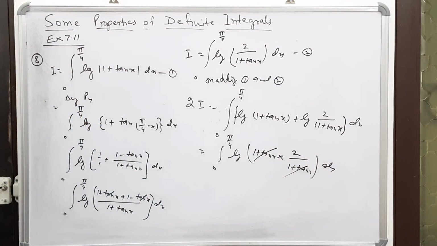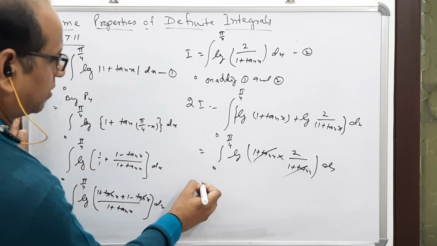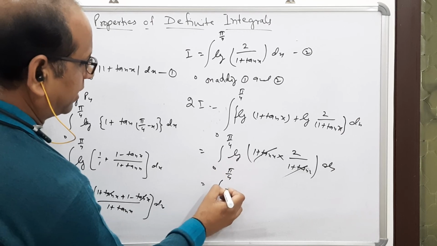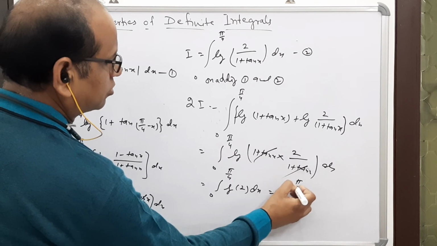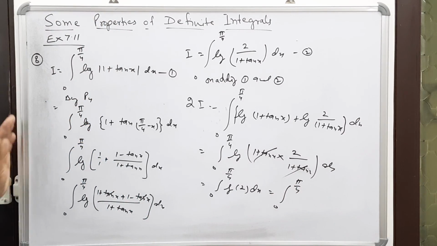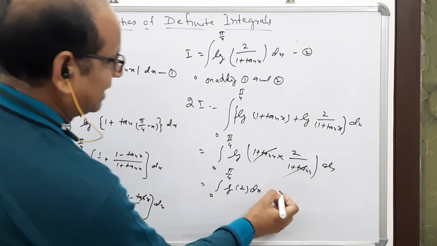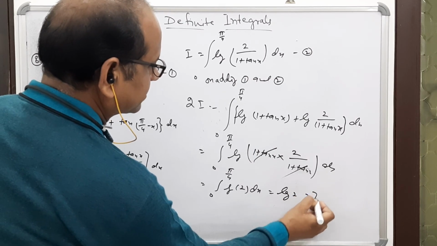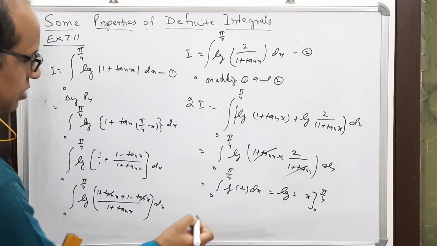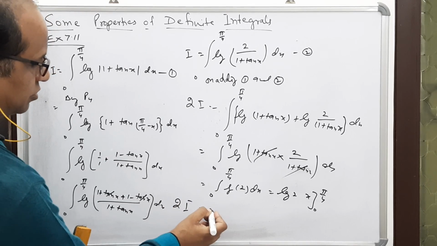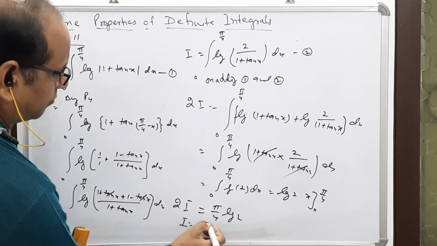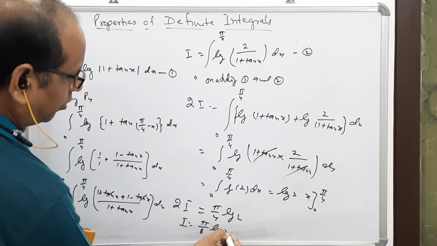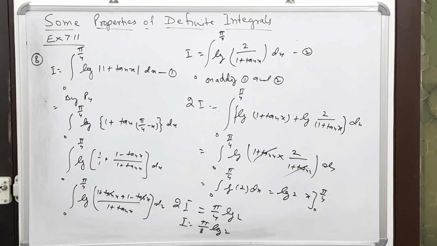So this part and this part cancel. And what have you got here? 0 to pi by 4 log 2 dx. So the integration of this, please see the integration now. It is (log 2) x, and 0 to pi by 4. So the final answer, 2I equals pi by 4 log 2, or the value of I is pi by 8 log 2. The final answer is pi by 8 log 2.